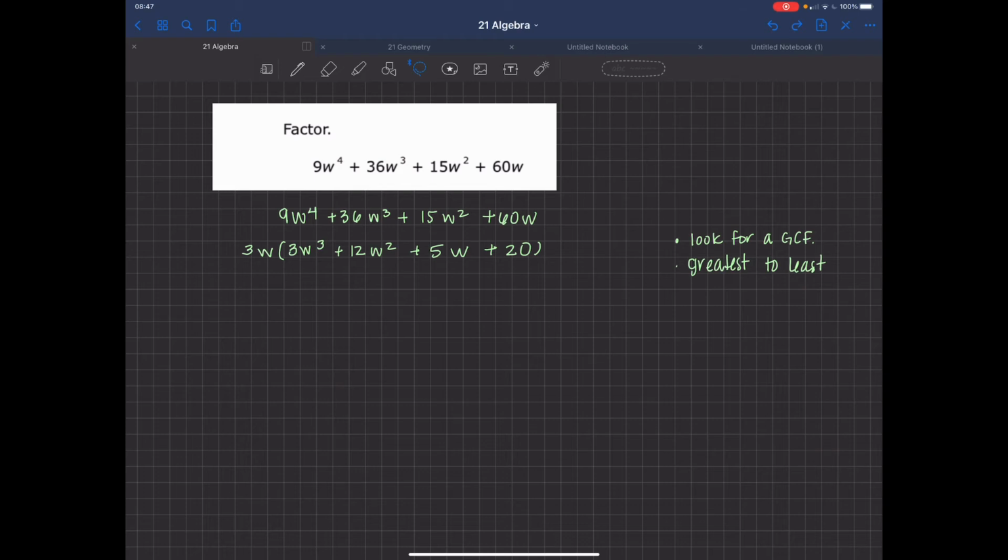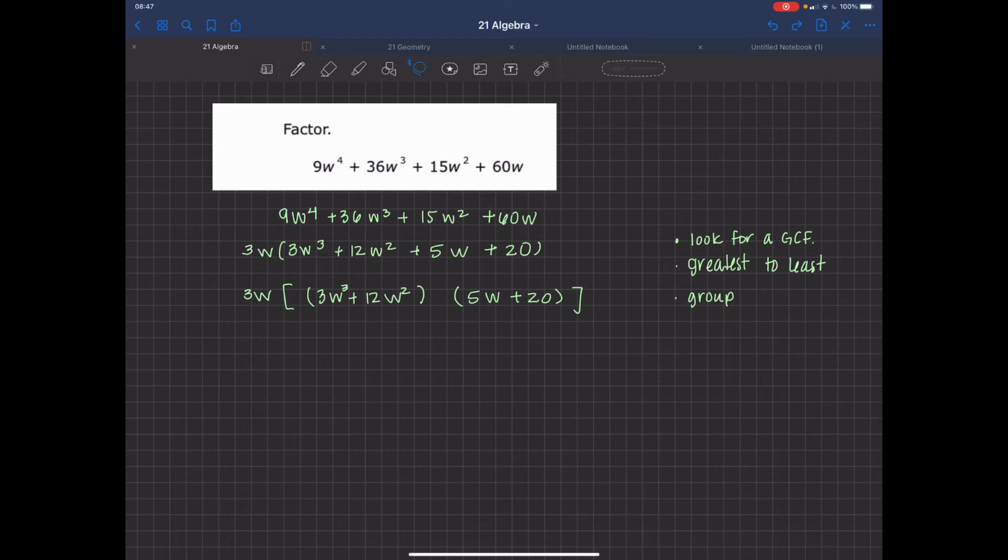And then from there, you're going to group what's inside the parentheses. So you're going to have to use a hierarchy of parentheses. So it's going to be brackets and then parentheses. So I have 3w bracket parentheses 3w to the third plus 12w squared, that's one set, and then 5w plus 20, and that's the second set. From these sets, I'm going to try and find my GCF.